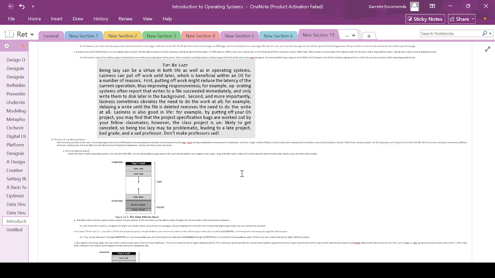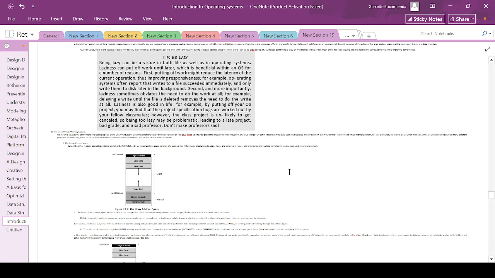Like what I've said earlier, it provides you a confirmation that it is saved, but it only does that later in the background. Second, and more importantly, laziness sometimes obviates the need to do work at all. For example, delaying a write until the file is deleted removes the need to do the write at all.